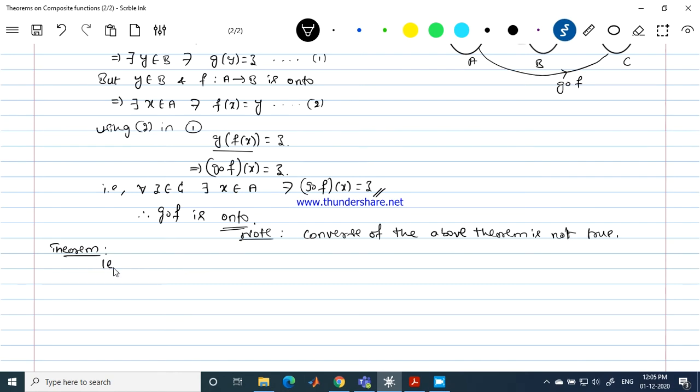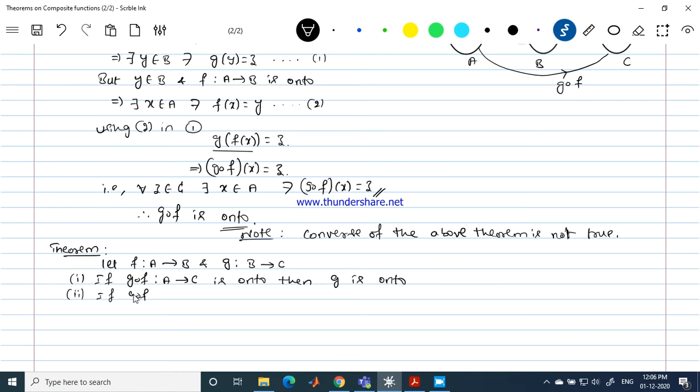The theorem says that let f be a function from set A to B and g is a function from set B to set C. Result number 1 is, if f composition g, a function from A to C, is onto, then g is onto. Okay, if the composition is onto, definitely we can claim g is onto, but we don't know about the function f. We can't predict about f.